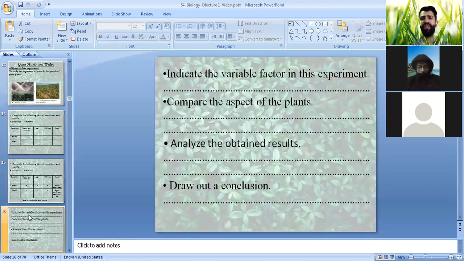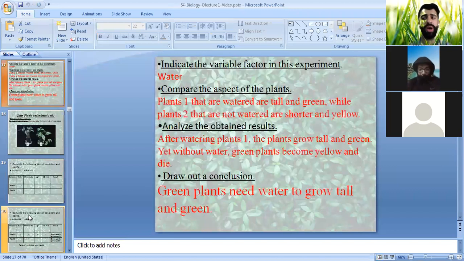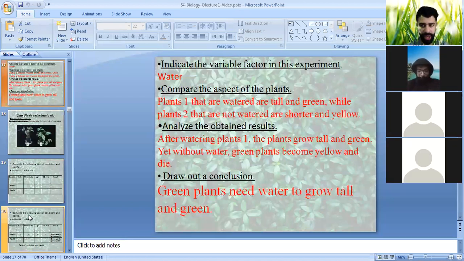So what is the variable factor in these two experiments? It is water. Compare the aspect, meaning compare the appearance. Plant 1, which is watered, is tall and green, while plant 2, which is not watered, is shorter and yellow. Analysis: after watering plants 1 and 2, plant 1 grows tall, while plant 2 grows slowly, becomes yellow and dies. So the conclusion here is that green plants need water in order to grow tall and green.